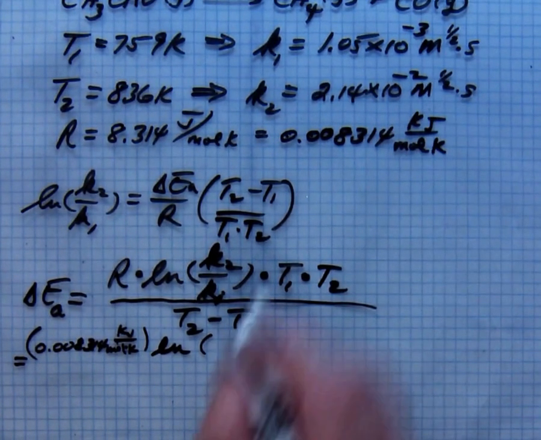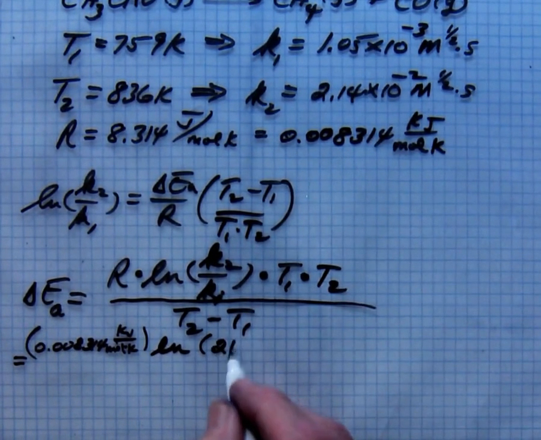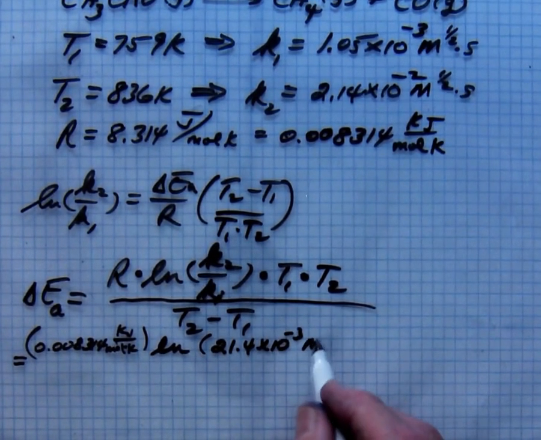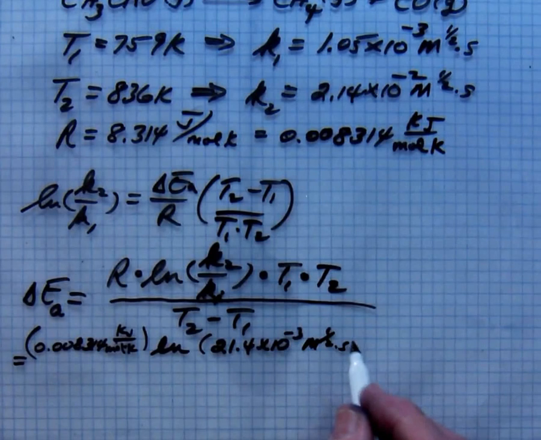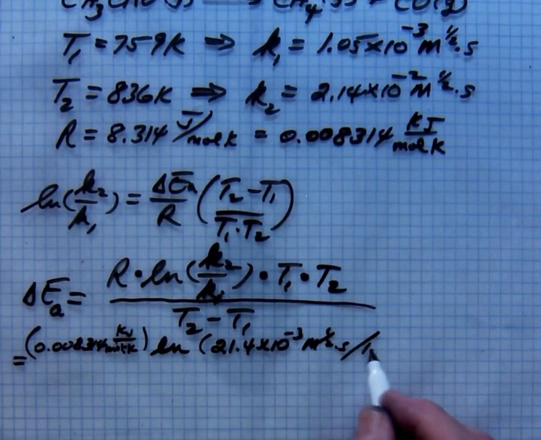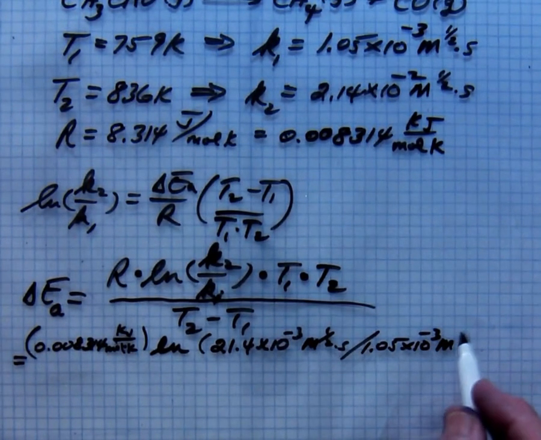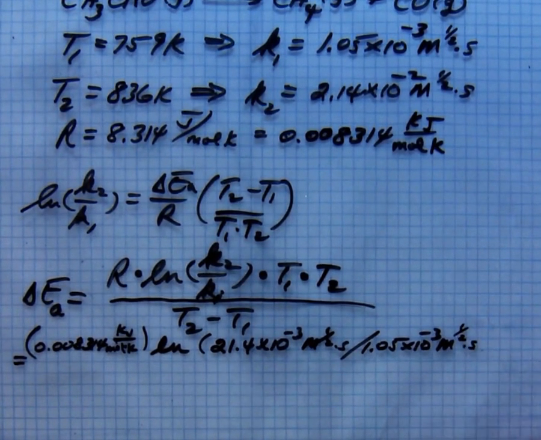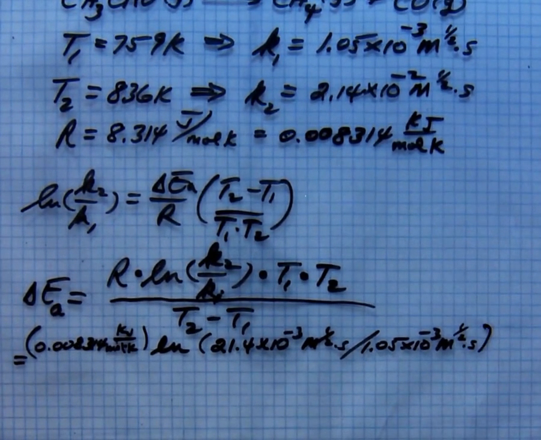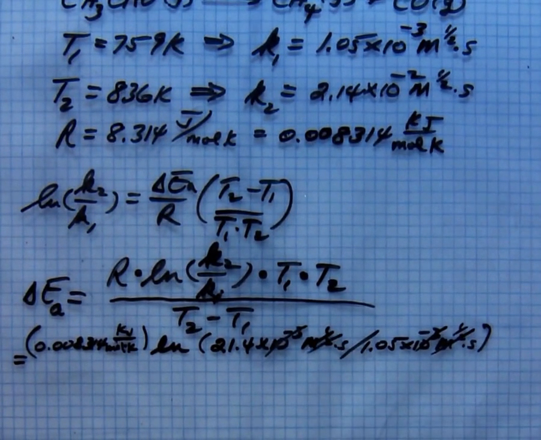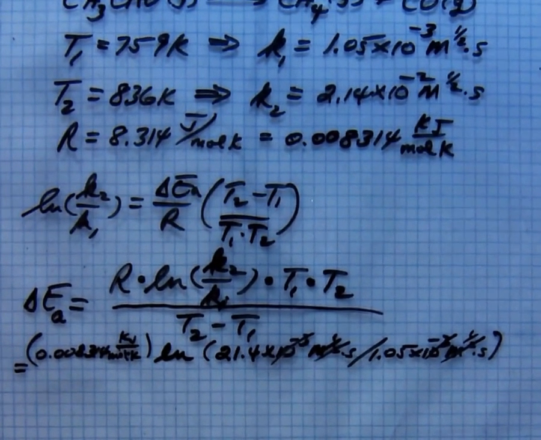So I'm going to move the decimal over to the right one place. 21.4 times 10 to the minus 3 molar 1/2 dot seconds divided by 1.05 times 10 to the minus 3 molar to the 1/2 dot seconds. Like that. Of course, this will drop out very neatly, and we're left with kilojoules per mole after we cancel out the Kelvin values.